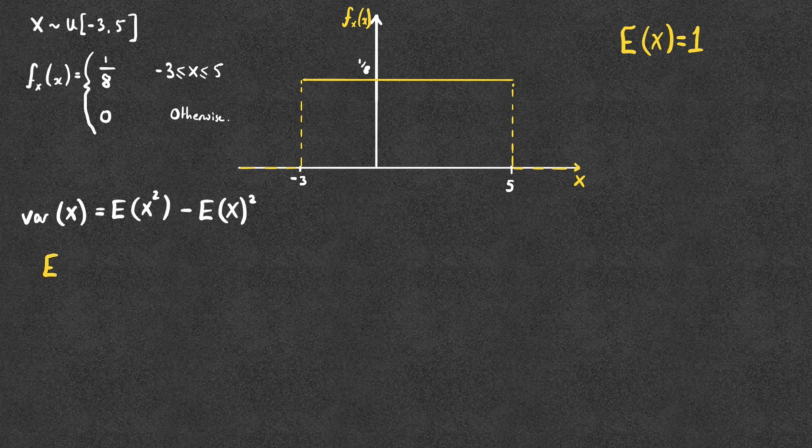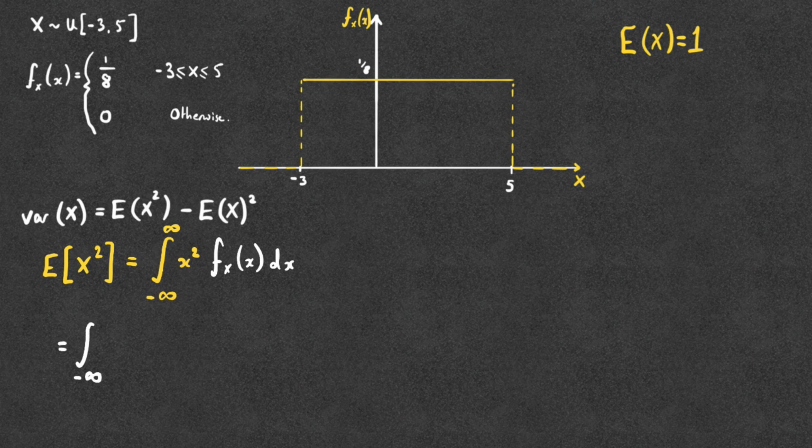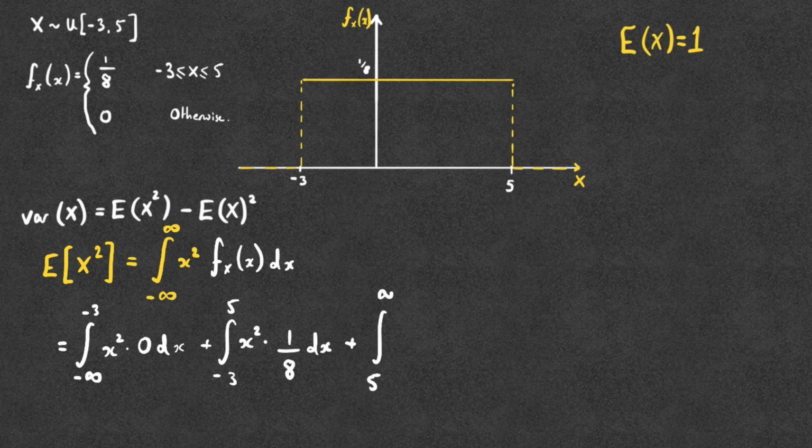The expectation of x squared, all that we're going to do is take the integral over the full possible range of x of x squared times our probability density function of x. Now just as before, between -infinity and -3, our probability density function is just 0. Between -3 and 5, we have x squared times 1/8, because our probability density function is 1/8 in that range. And then also we've got the integral between 5 and infinity of x squared times 0 dx. And just as before, the first and the final terms are just 0.